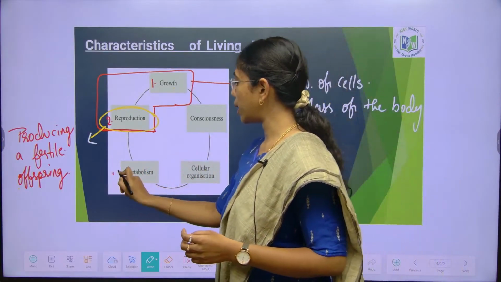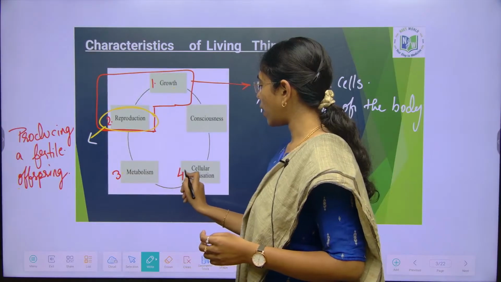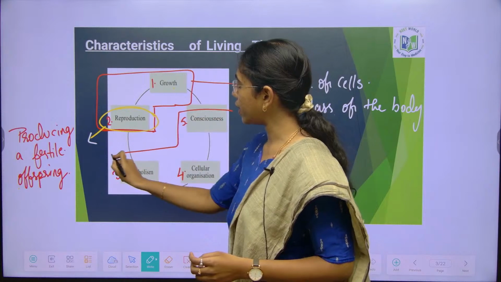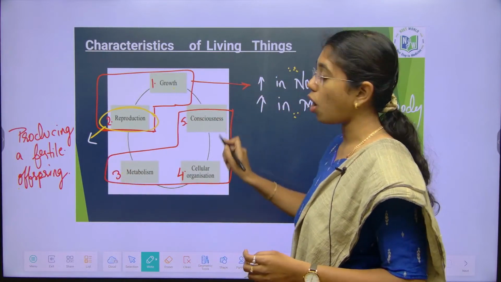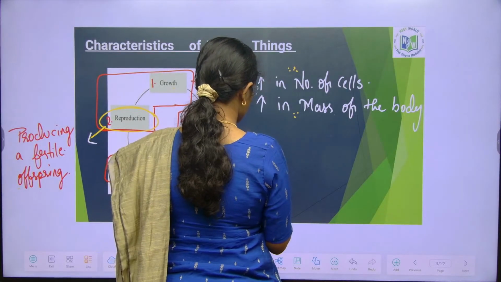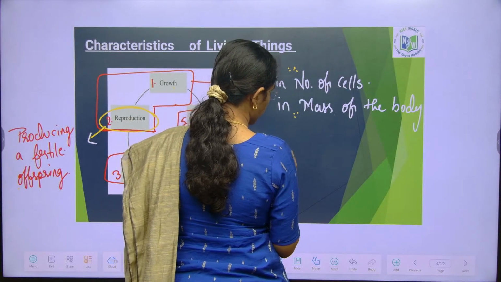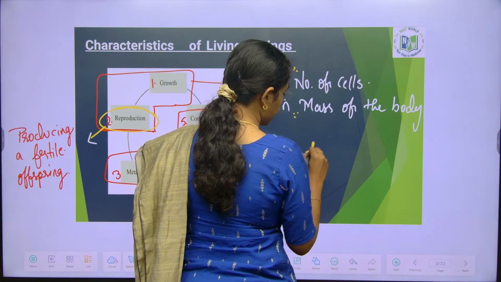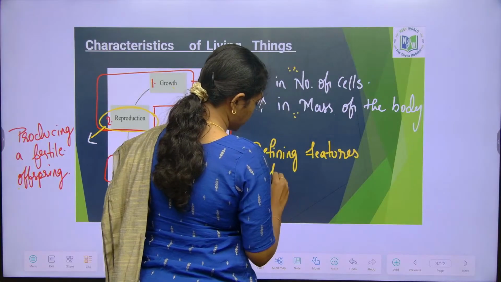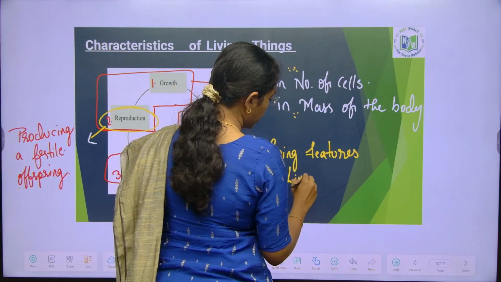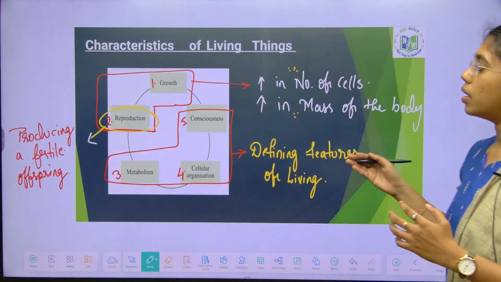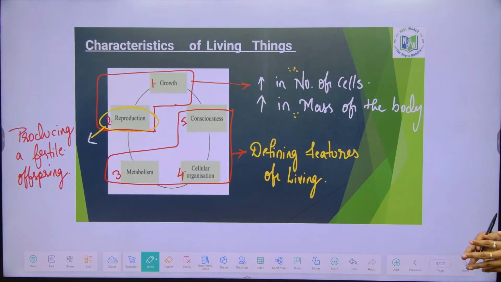Third is metabolism. Fourth, cellular organization. Fifth, consciousness. These are defining features of living which are present in all the living organisms. Defining features of living observed in all the living organisms. Got it? So, these are the characteristic and defining features of living.